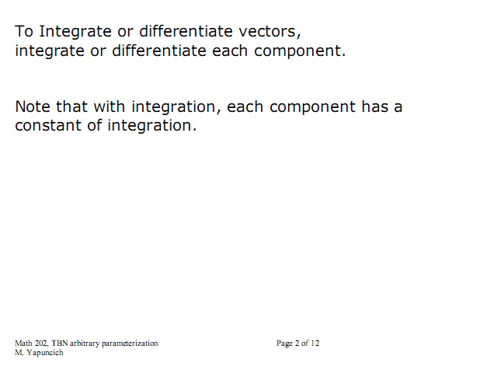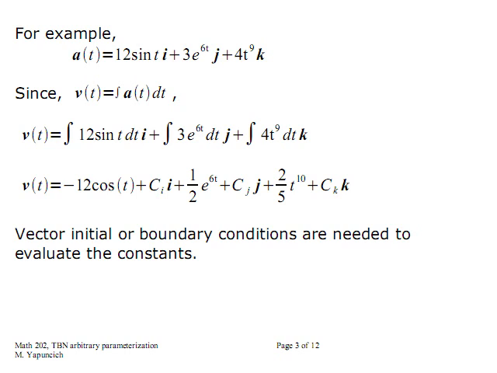So basically, to integrate or differentiate a vector, you integrate or differentiate each component. But when you integrate, you will end up with constants of integration. Each component will have its own constant of integration. This occurs frequently when we're looking at the motion of a particle or an object.